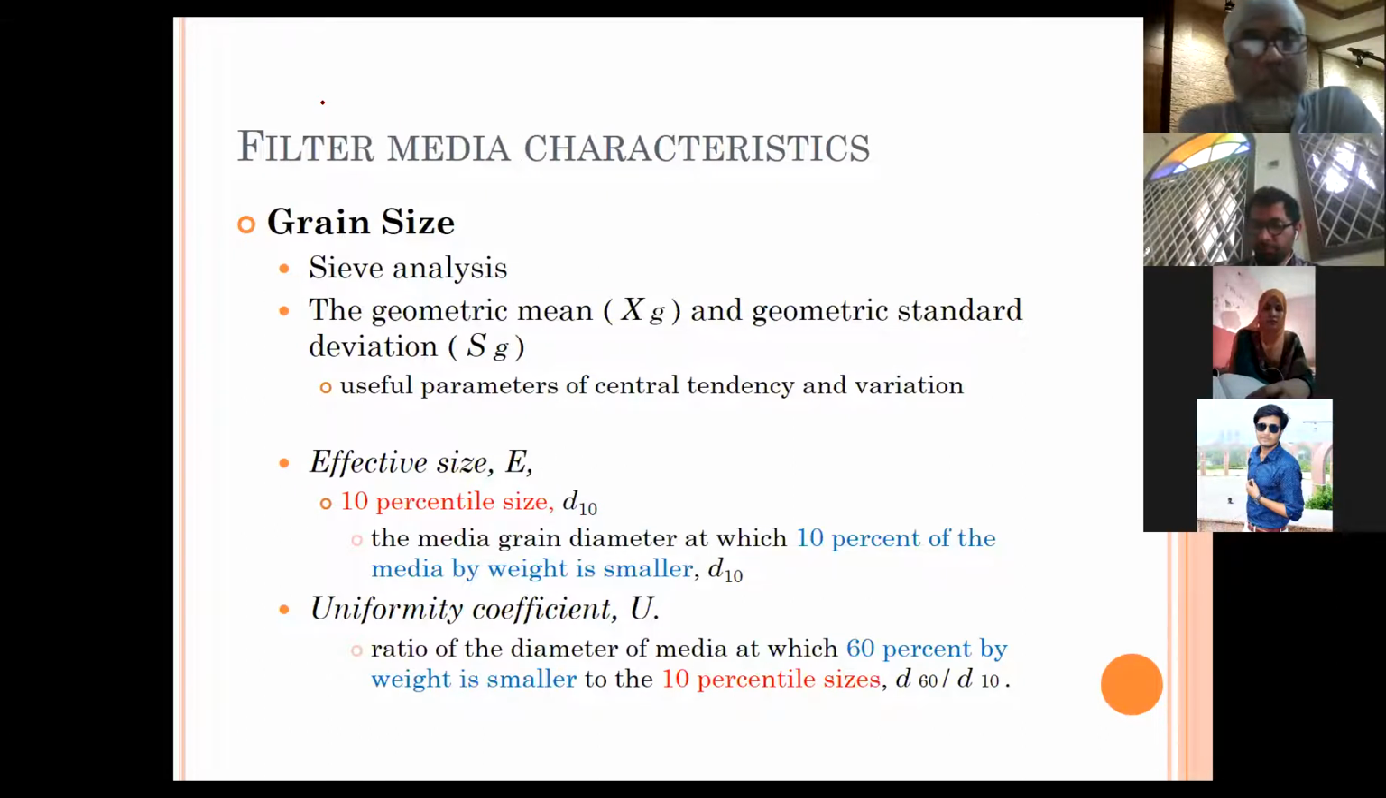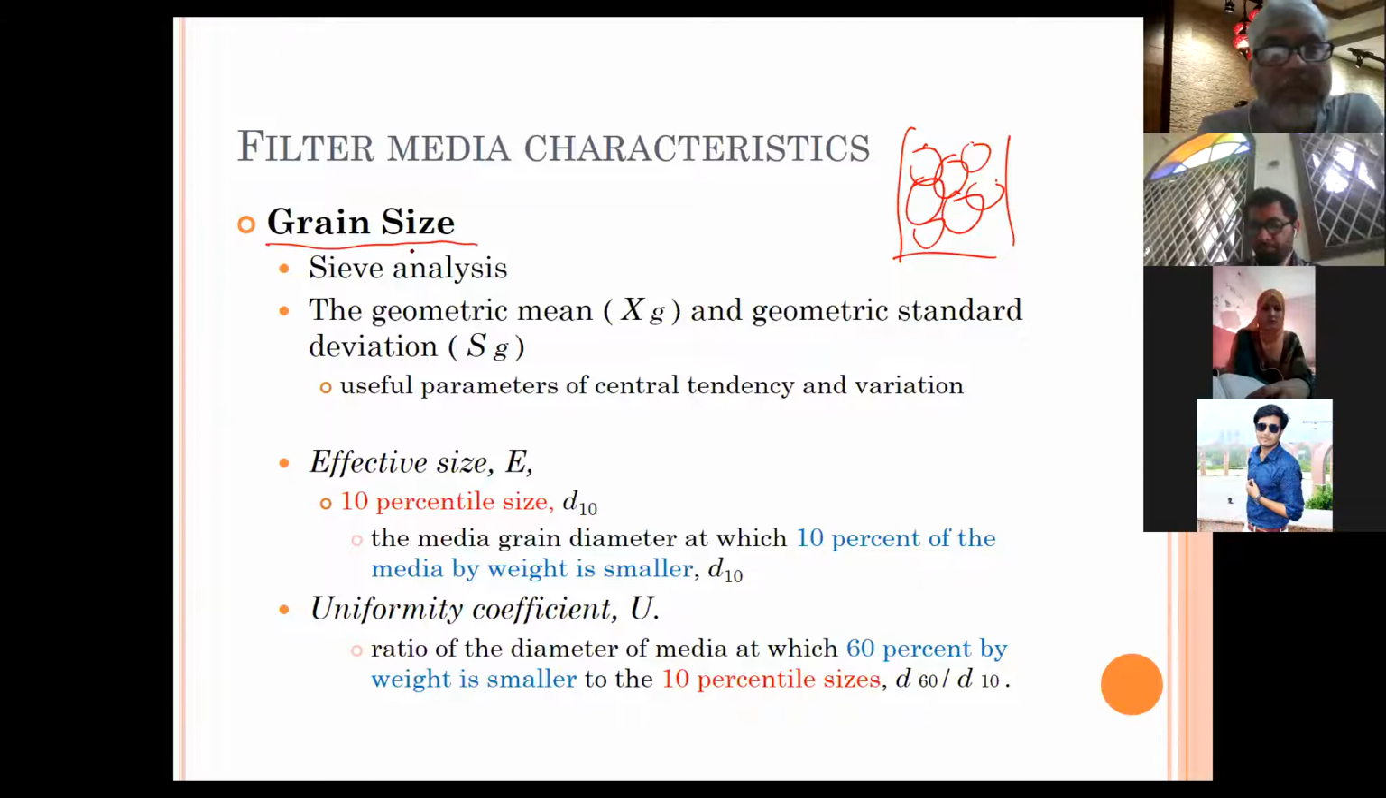I discussed filter media characteristics. The filter media characteristic is about the media we use in the filtration. The media characteristics are very important for filtration, especially the grain size, meaning the size of the grain. What is the diameter of this grain of media? We find the grain size using sieve analysis.